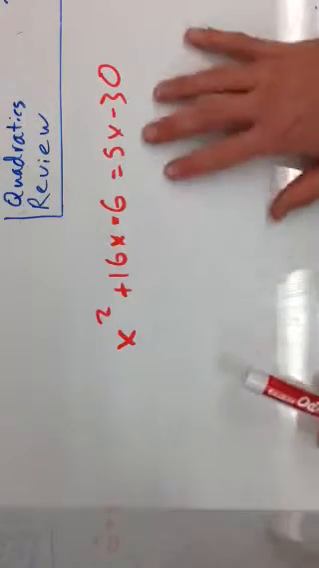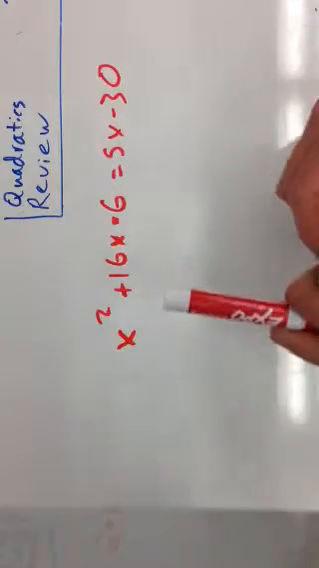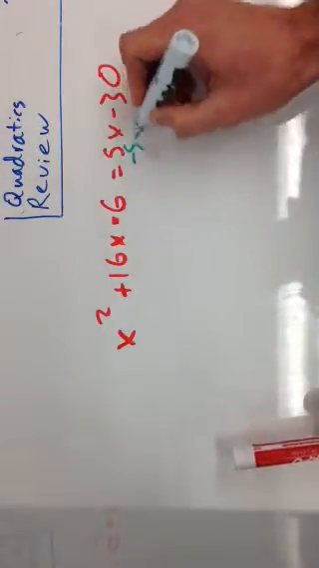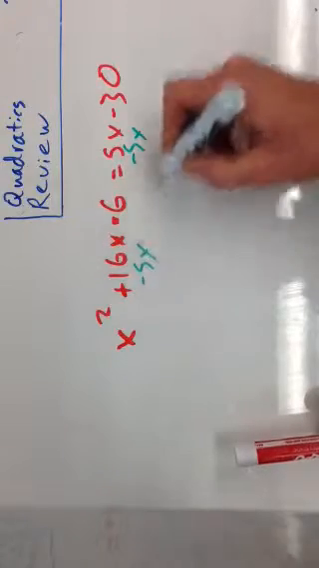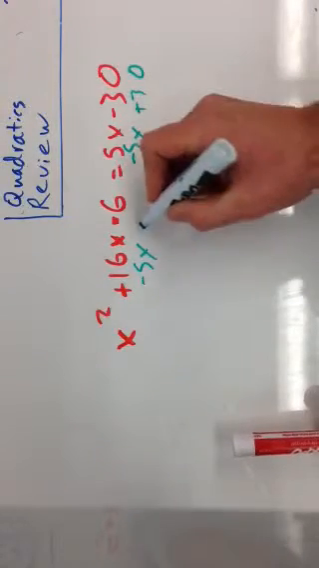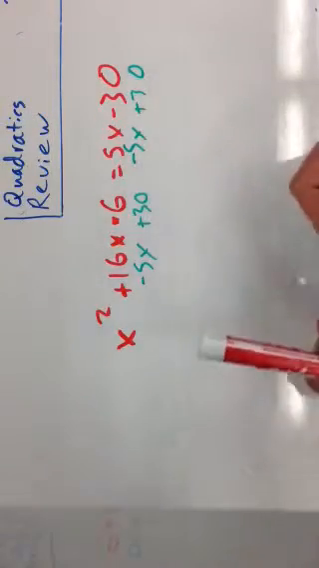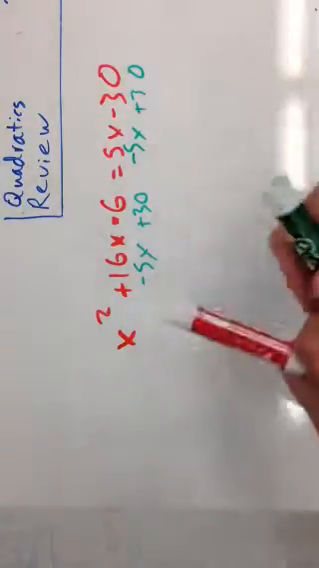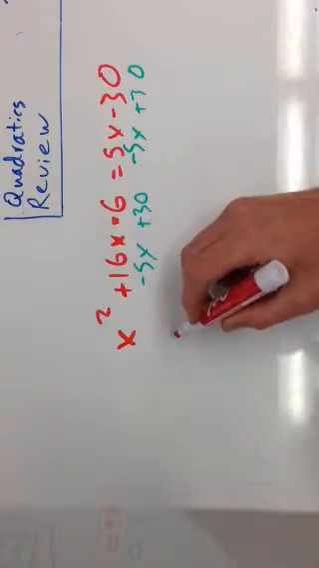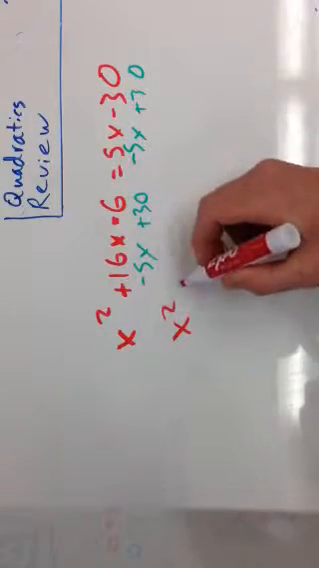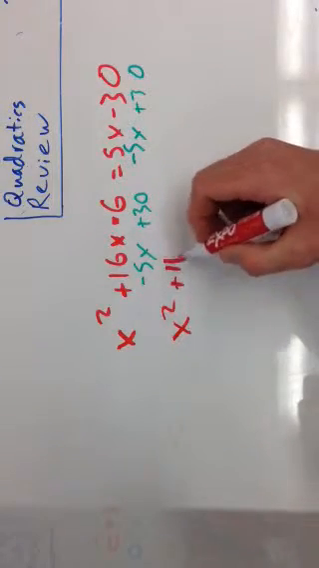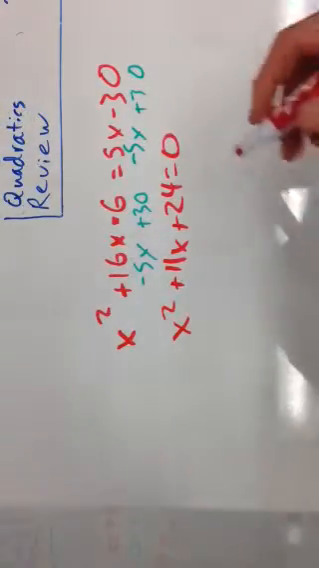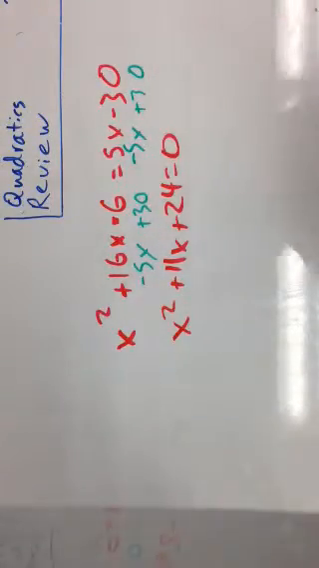The very first step in any of these problems, I got to get one side equal to 0 because that's just going to allow me to do things that I couldn't otherwise if it wasn't equal to 0. And I'll show you what that is in a minute. So I clear up this side by, if it's 5x, subtract 5x, minus 30, add 30. And so what I get is x squared plus 11x plus 24, and that's going to equal 0. So now that it's equal to 0, now I can do my work.